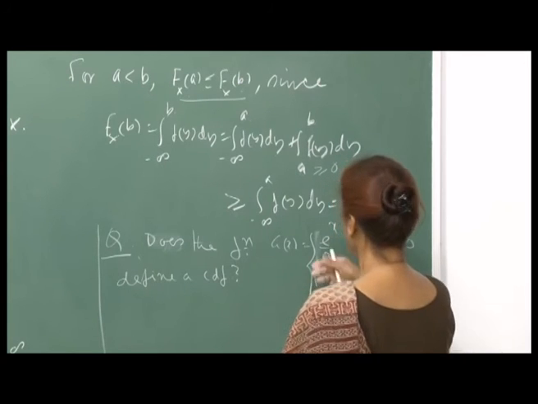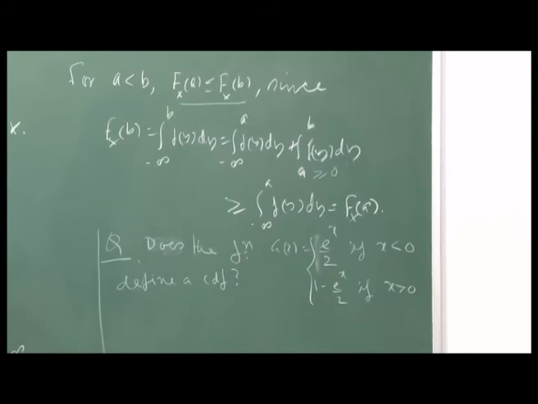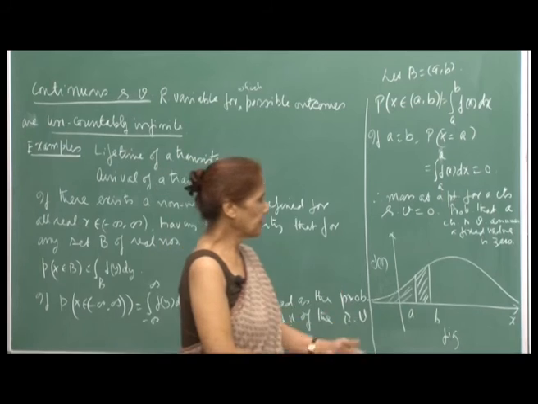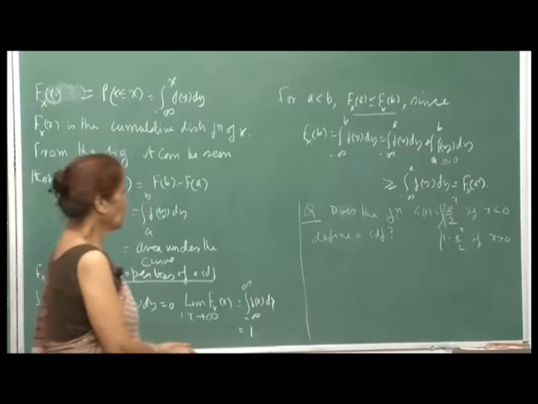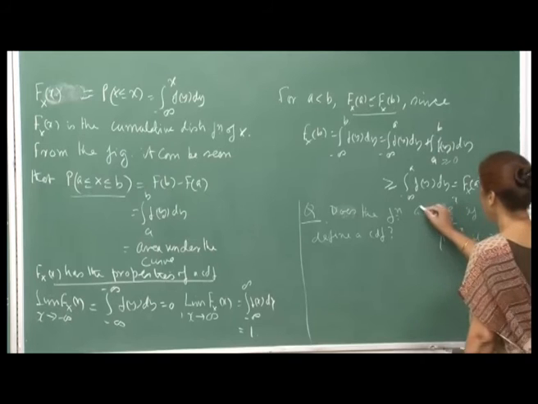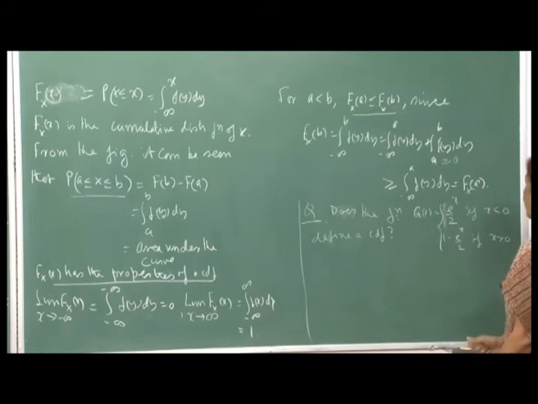And so the function capital F is monotonic, and therefore it satisfies all the conditions for a cumulative distribution function, and hence our definition is proper here. Now, if you just define a function like this and you ask whether it is a CDF of some random variable X, then what do we need to verify?